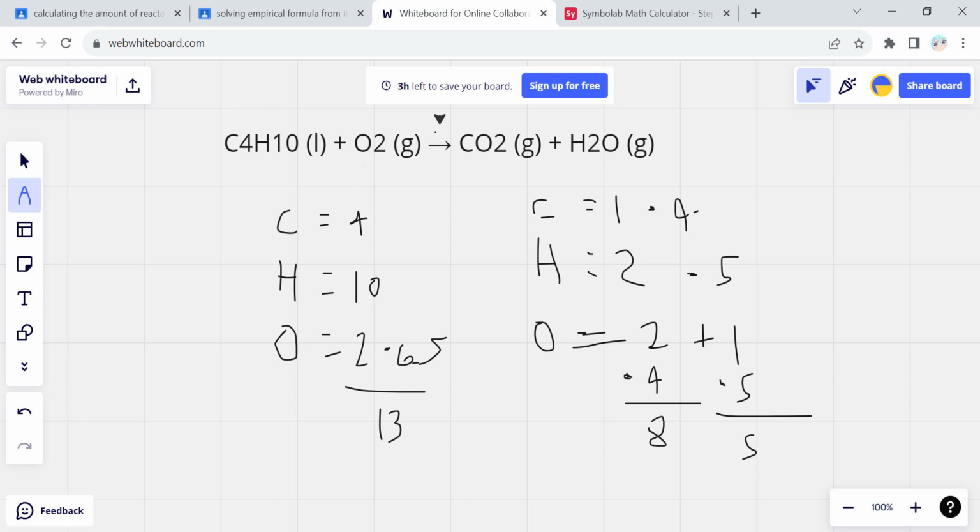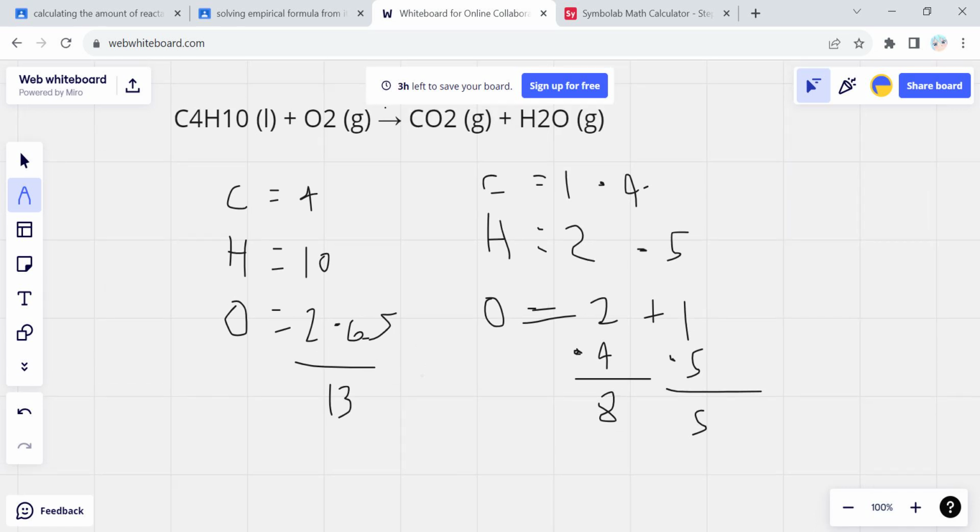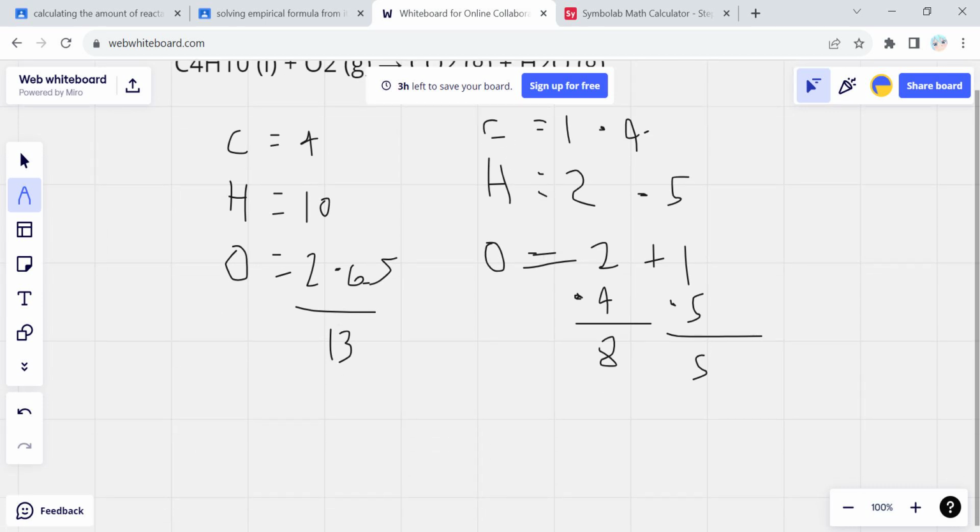But our coefficient should not be a decimal, it should be a whole number. So what we should do is, right here we already have a balanced equation. But since one of our coefficients, our oxygen, has a decimal, we'll have to multiply all of them by 2. So here we multiply 6.5 by 2. This now becomes 26.